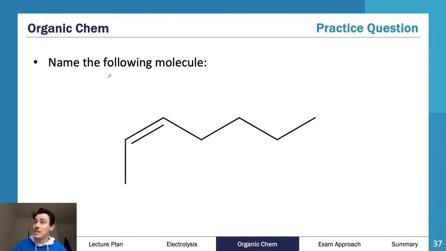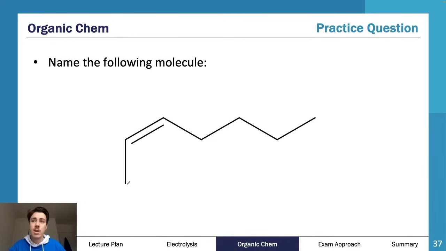All right, let's have a go at this last one. You have a skeletal structure. Have a go. Let me know how you go. 3, 2, 1, pause, and hopefully you are back.